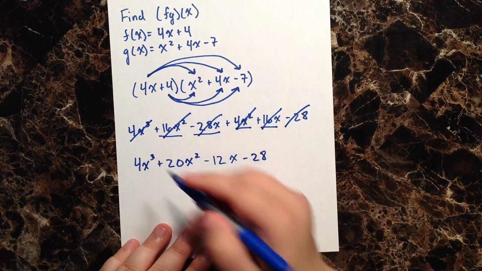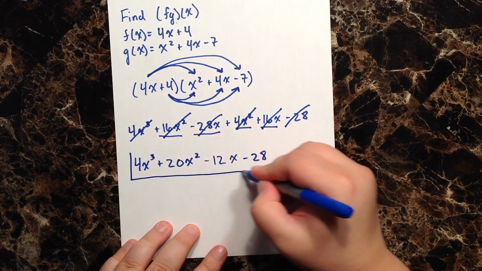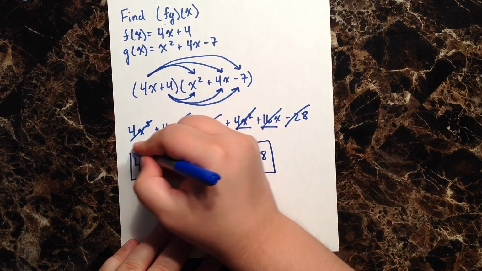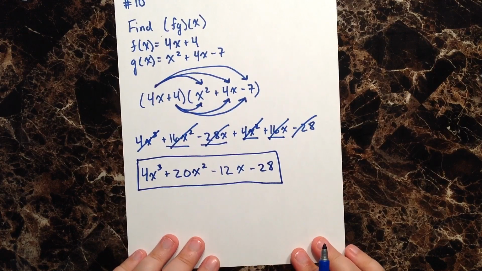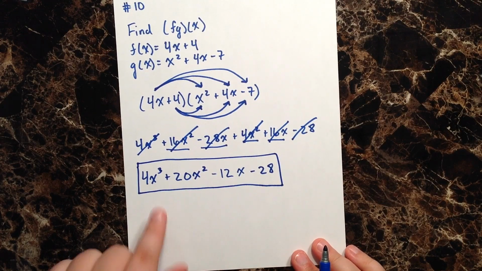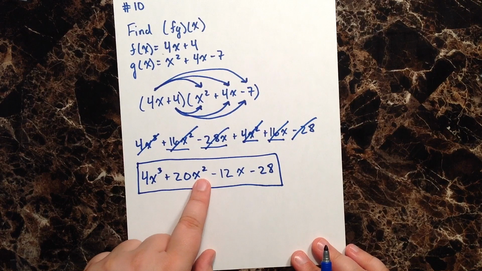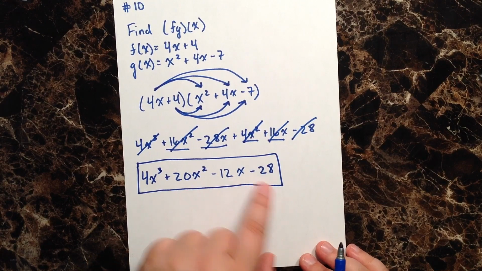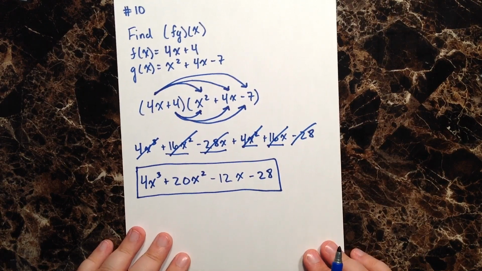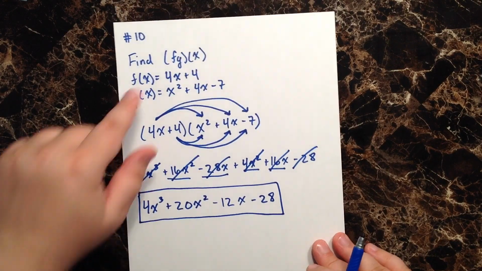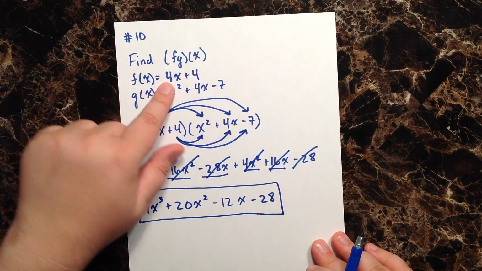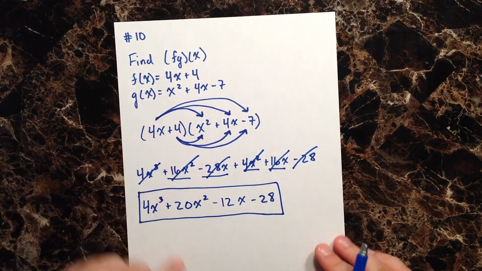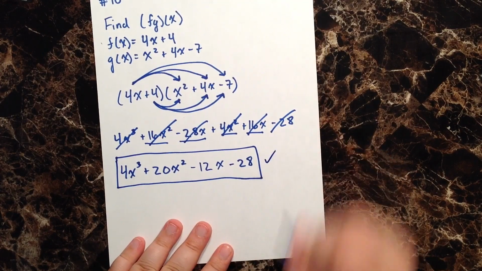Well, everything is crossed out now, and so this must be my simplified answer. 4x cubed plus 20x squared minus 12x minus 28. And indeed, that is the answer. So when we multiply the f of x equation by the g of x equation, this is what we get.